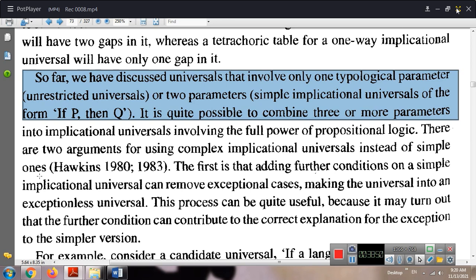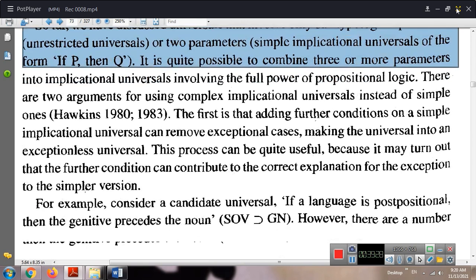The first is that adding a further condition on a simple implicational universal can remove exceptional cases, making the universal into an exceptionless universal. With adding more than two parameters, we cover more languages, therefore they are exceptionless universals. They cover all of the languages. This process can be quite useful because it may turn out that the further condition can contribute to the correct explanation for the exception to the simpler version.